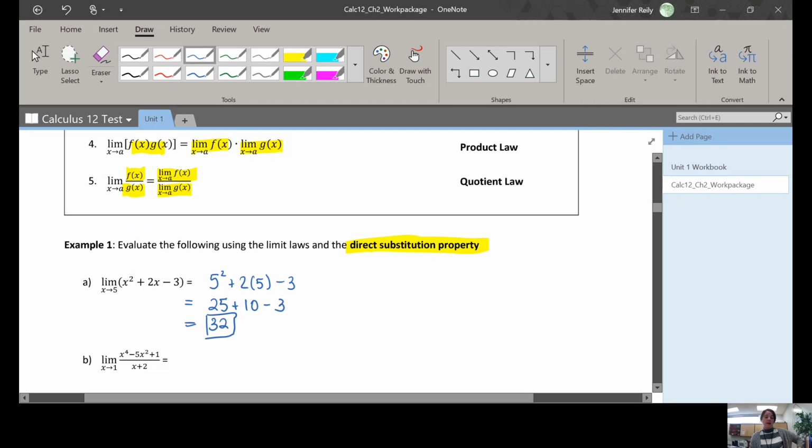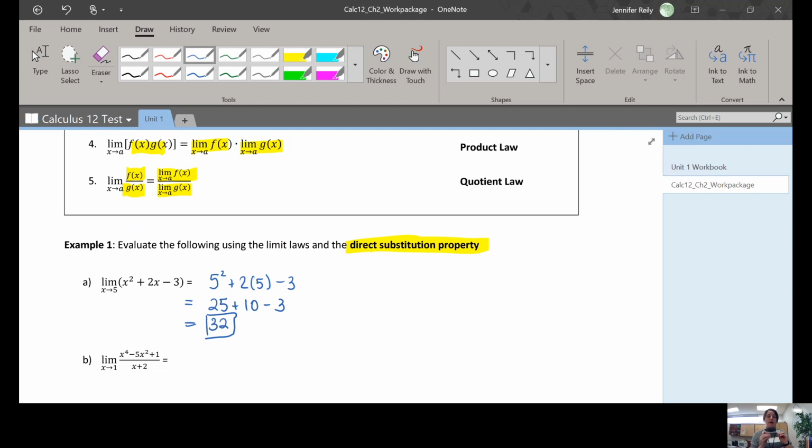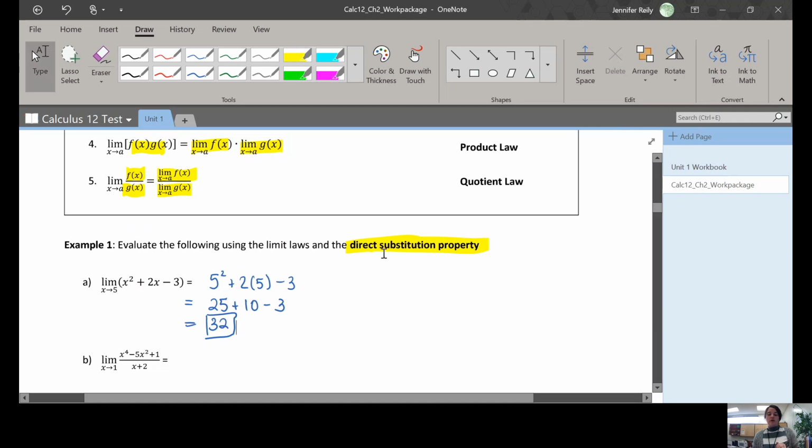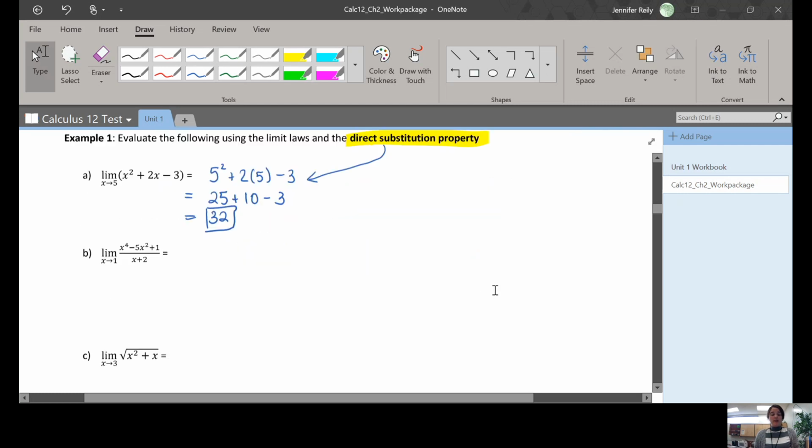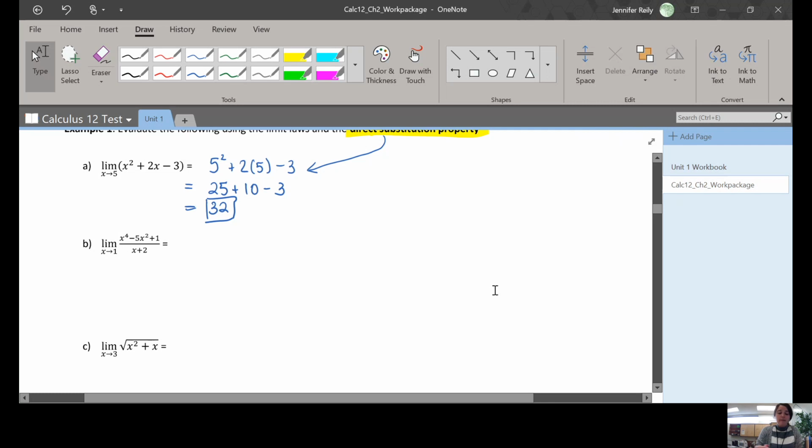So this is going to happen a lot of times when you're evaluating limits. You don't have to make a big table or anything. There's nothing special happening at x equals 5. There's no hole in the graph or asymptotes or anything like that. So that's what the direct substitution property says. If you can plug in the x value and there's no problem doing that, then you can go ahead and do that. So these next two limits are going to be the same.